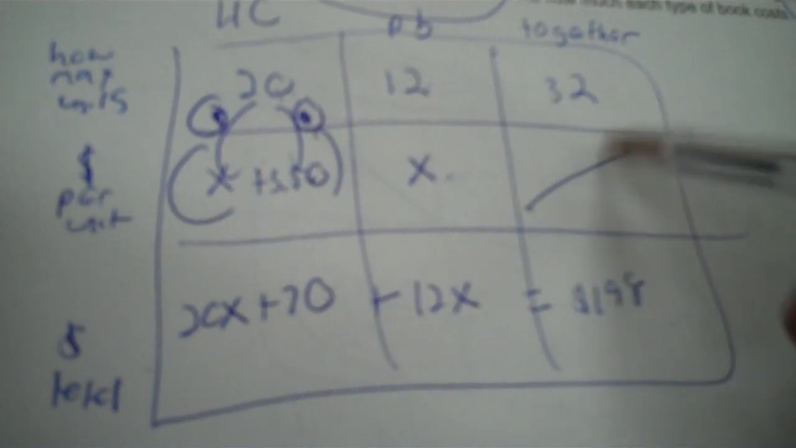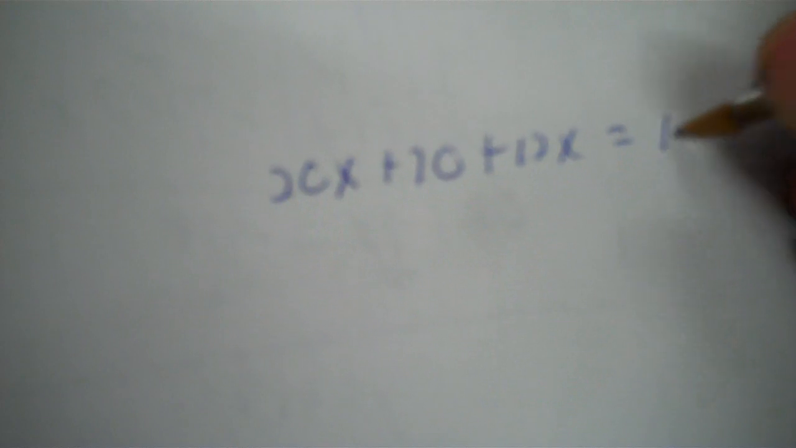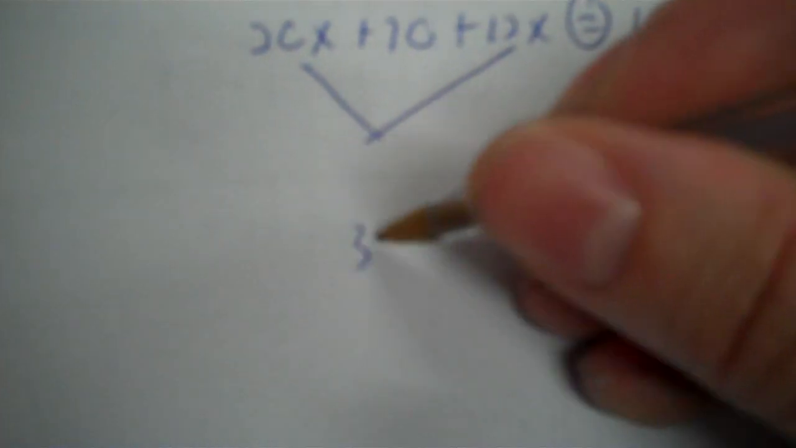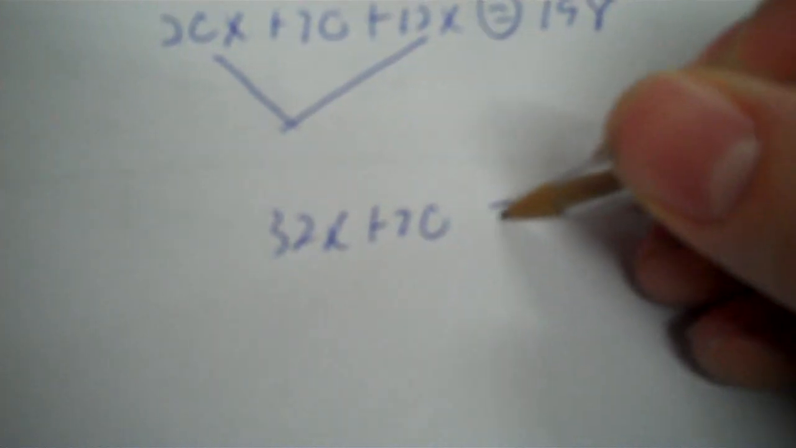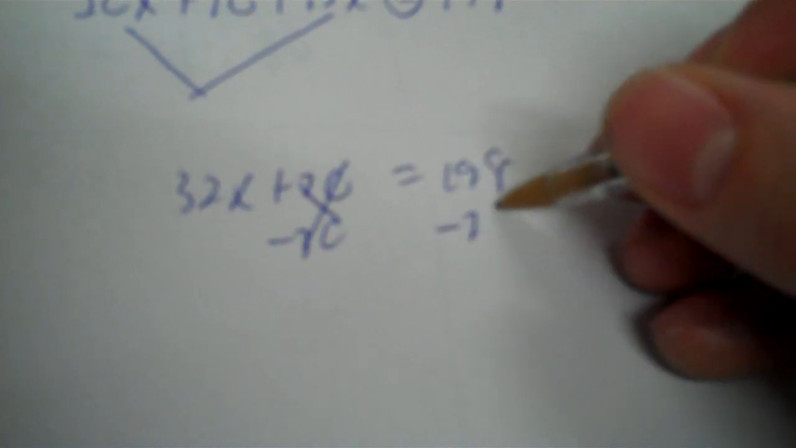Okay, now you just have this equation. That's all you need. You don't need another equation, okay? Absolutely don't need that because you don't have a y. You just have to solve for x. So I add those and I get 32x plus 70 equals 198. Then I minus 70 to get to 128. Then I divide by 32, and I get 4.